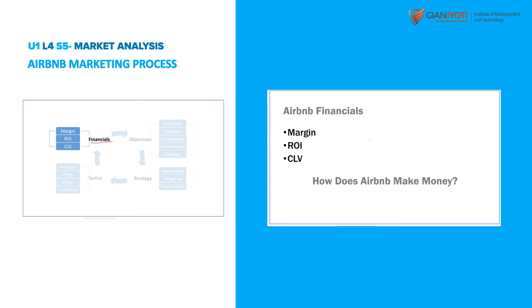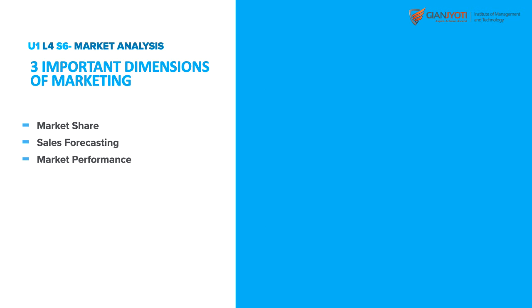And it's through the promotion and through the customer experience that more and more people try it, and they also come to the same accommodation again and again. Now, the three dimensions we were talking about for marketing: number one is the market share, second is the sales forecasting, and the third is the market performance.